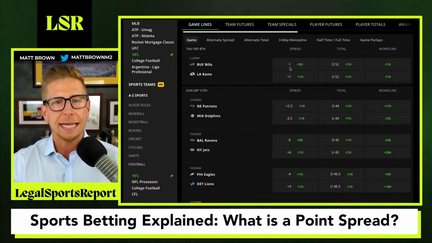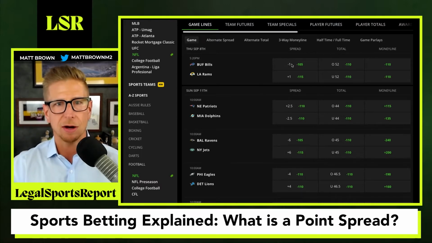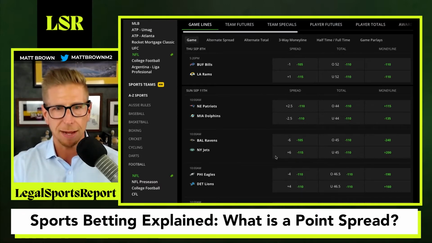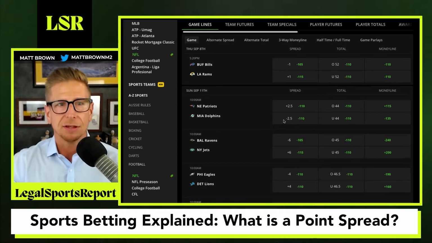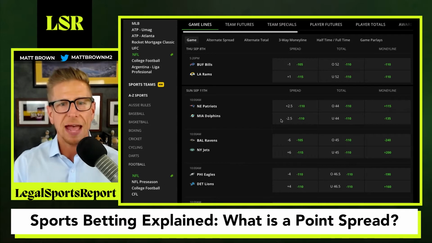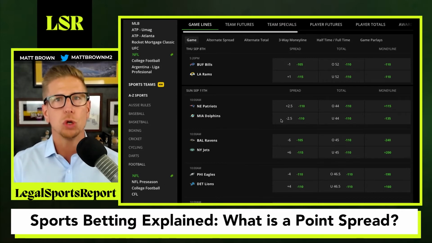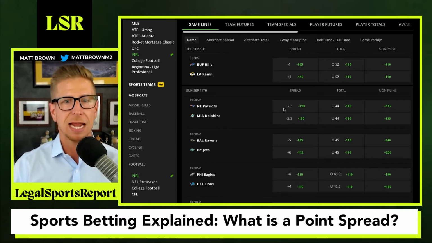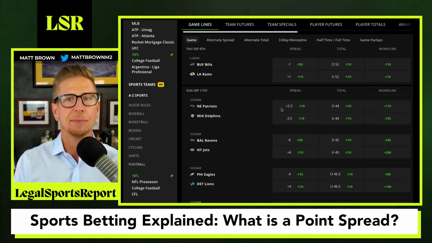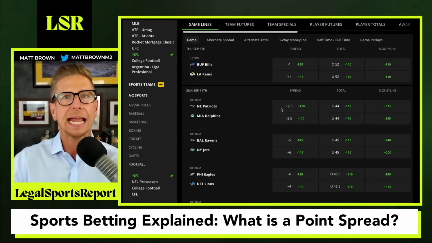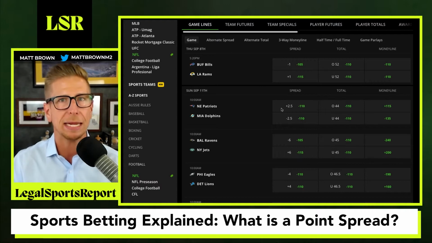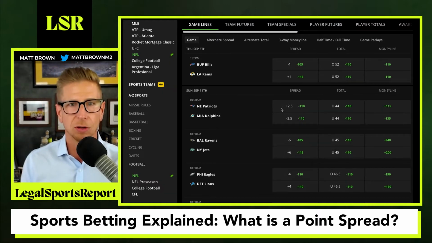What we're looking at is this minus and this plus right here under what it says is the spread bet. If it is minus, that means that team is the favorite and they must win by that amount of points for you to win your bet. If you see a plus, that means that team is an underdog and they can lose by up to that many points and you would still win your bet.